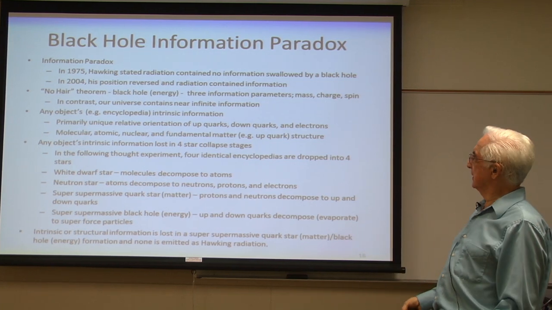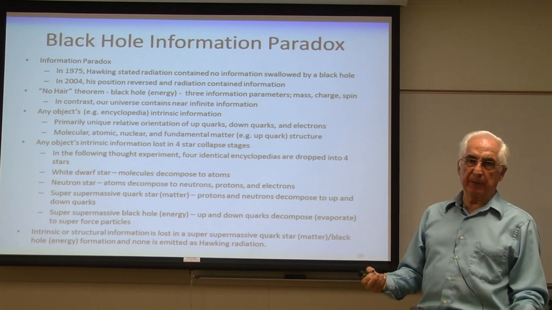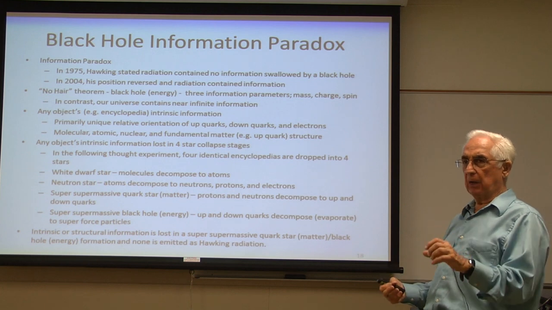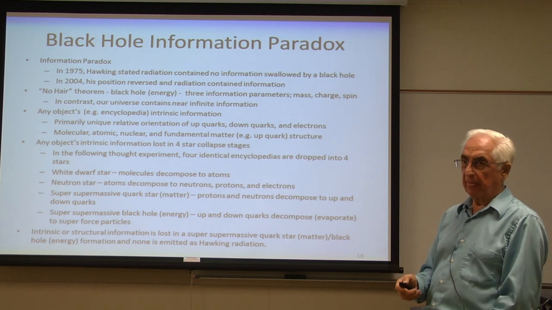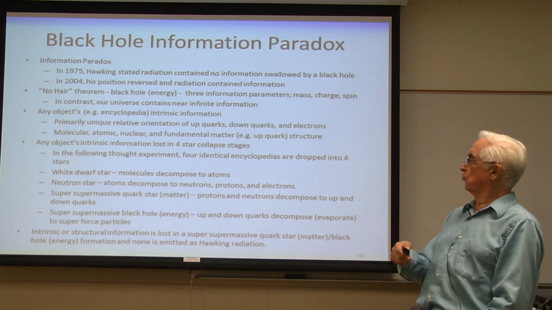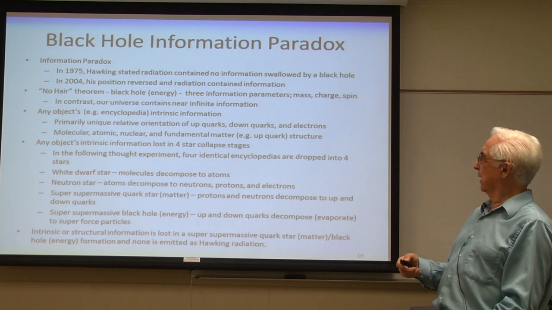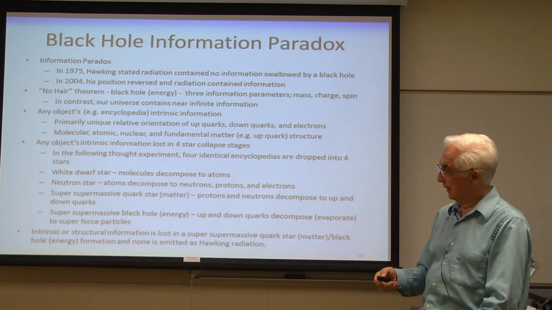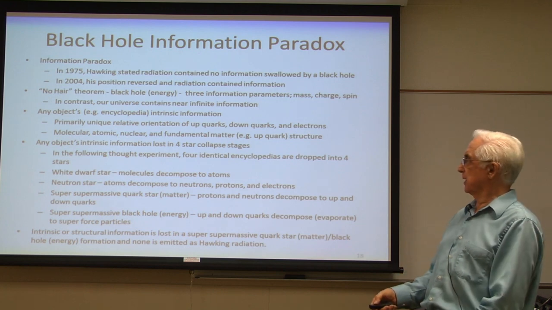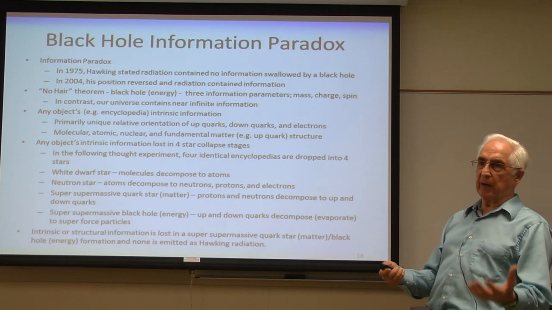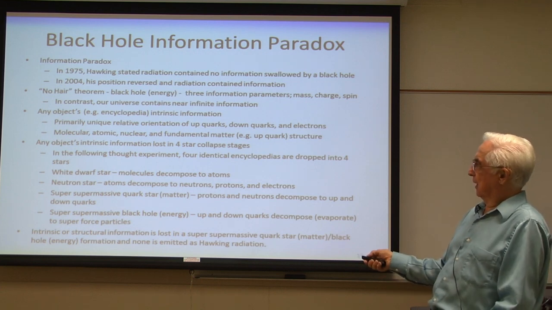And in contrast, our universe contains near infinite information. Any object, for example an encyclopedia's intrinsic information, consists of the relative orientation of the up quark, down quark, and electron to each other. Another way of saying that is the intrinsic information of an object consists of its molecular, atomic, nuclear, and fundamental matter structure. Any object's intrinsic information is lost in four star collapse stages. And in the following thought experiment, I will take four identical encyclopedias and drop them into the four stars.